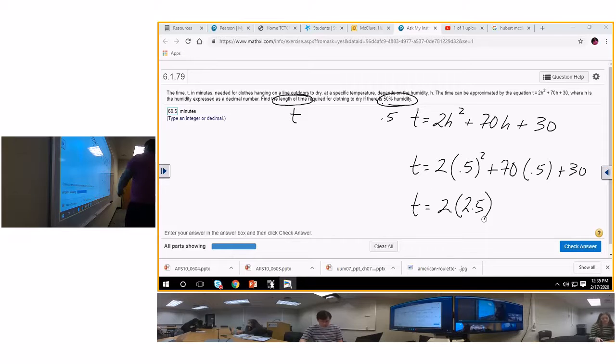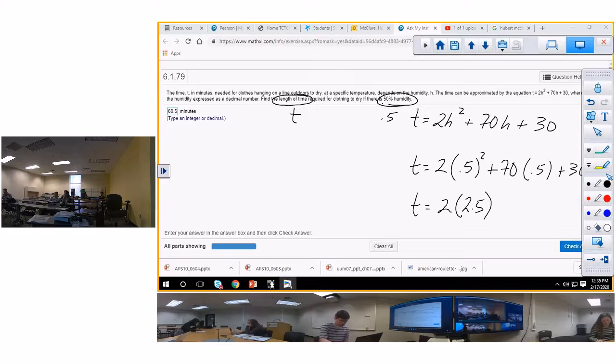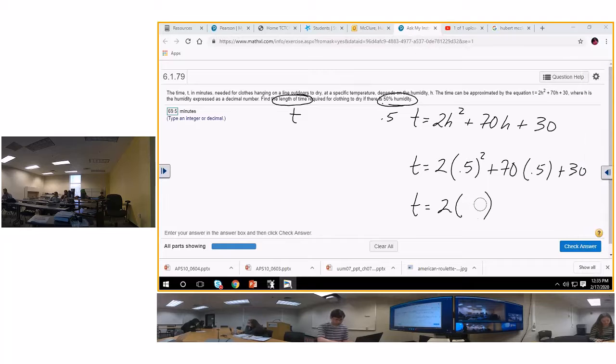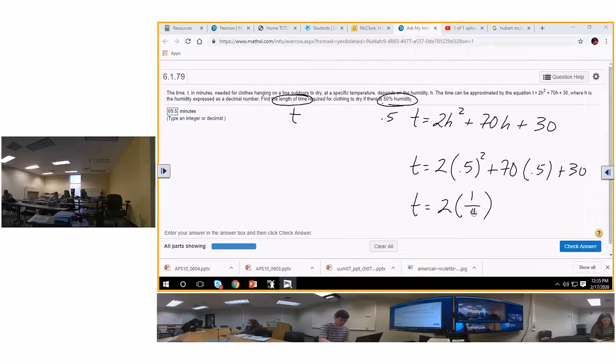Y'all check me on that. 0.25 or 2.5? 0.5 and 0.5 is 2.5. No, it's 0.25. Check for me. What's 0.5 raised to the second power? 0.25? Okay. So I'm going to put that like that. So that way I can, 2 times 1/4, I can do that in my head and not depend on the calculator. Plus 35 plus 30.